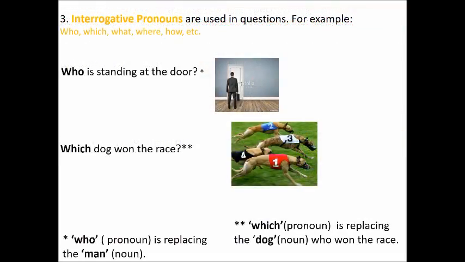Third, interrogative pronouns. They are used in questions. For example, who, which, what, where, how, etc. Who is standing at the door? Which dog won the race? In the first sentence, who is replacing the man, and in the second sentence, which is replacing the dog who won the race.